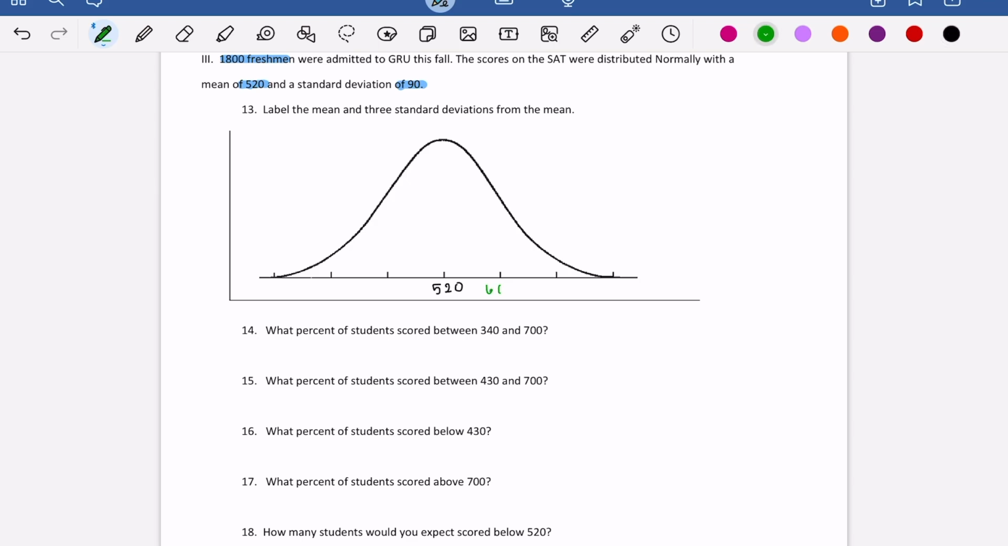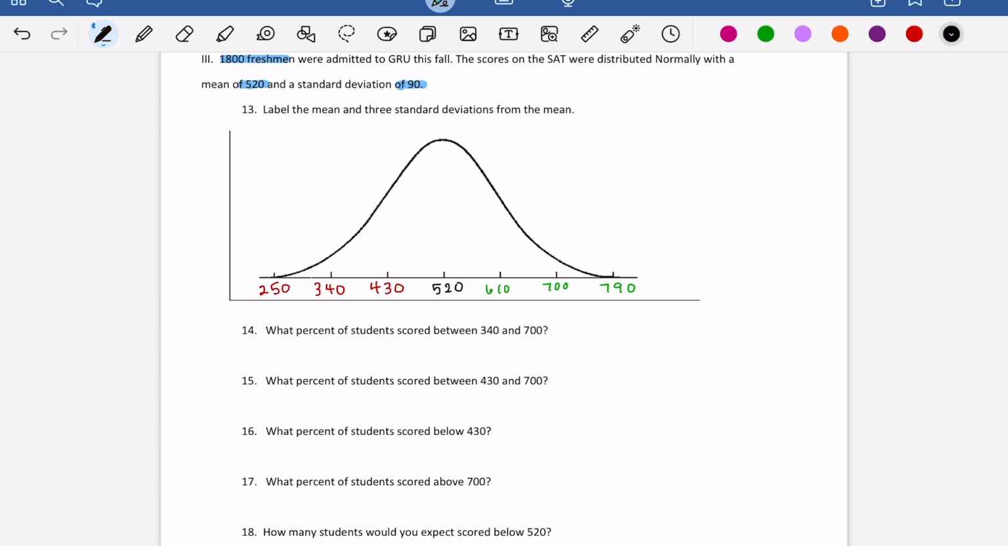So we have 610, we have 700, and we have 790. So I add 90 each time. Then we have subtracting 90. So we have 430. Then we have 340. And we have 250. So 99.7% of all of our scores are going to fall between 250 and 790.